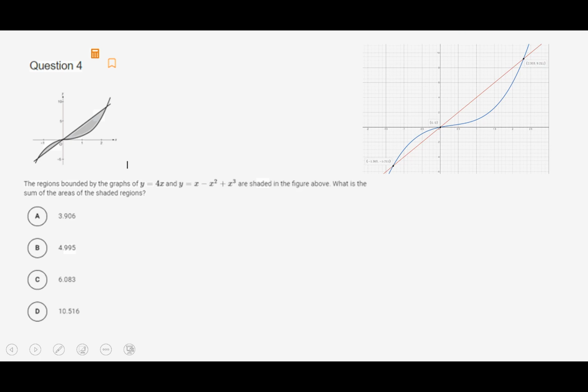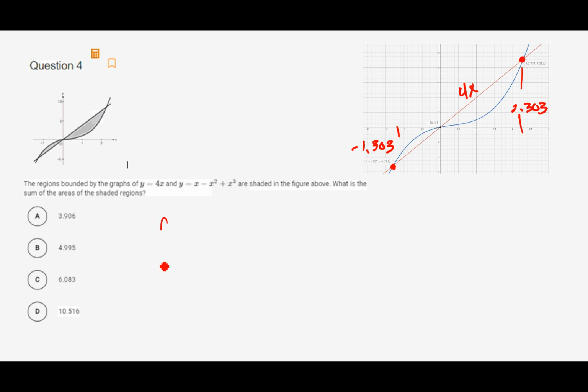Okay, number 4. So this one has the regions bound by the graph y equals 4x, so that's our linear one, and then x minus x squared plus x cubed, shaded in the figure. So I graph this as well because we need to know these points right here, where it's crossing. Okay, so this one, we're going along the x. It's probably hard to see, but it's negative 1.303 as the x, and over here, it's 2.303 as my x.